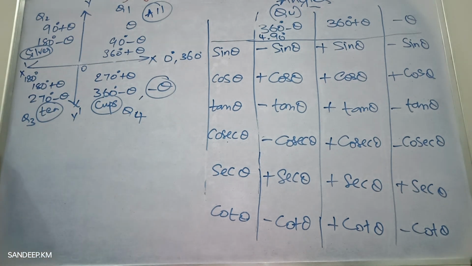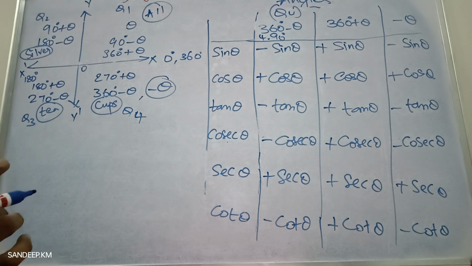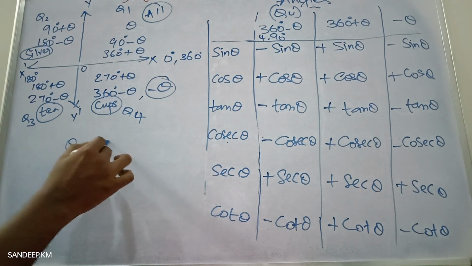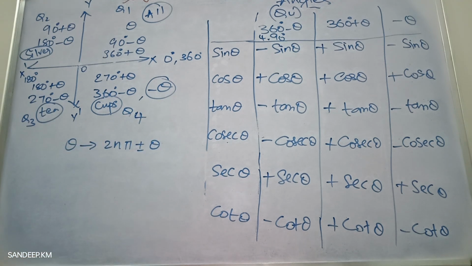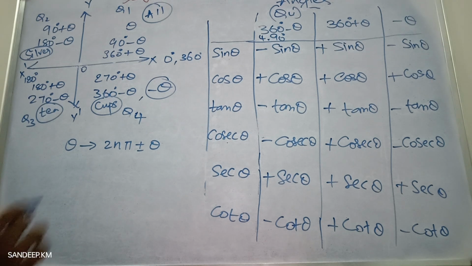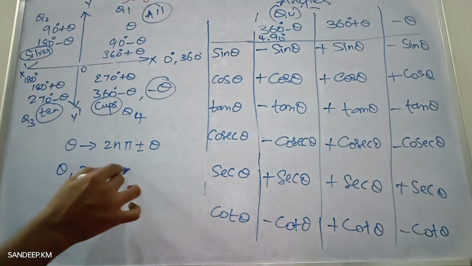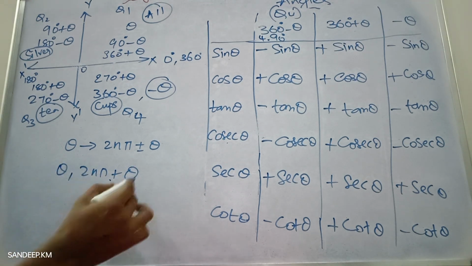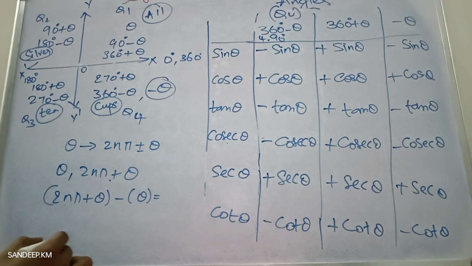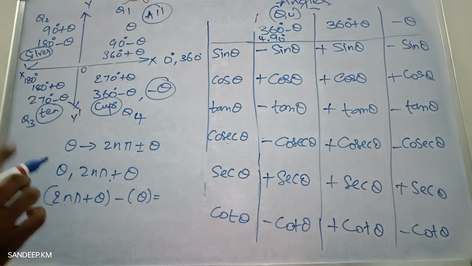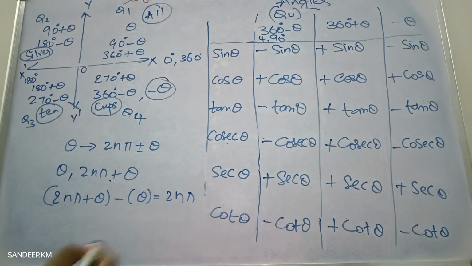I told you that in general, the coterminal angles of theta are 2n pi plus or minus theta, because if you take theta and 2n pi plus theta, the difference between them is how much? 2n pi.